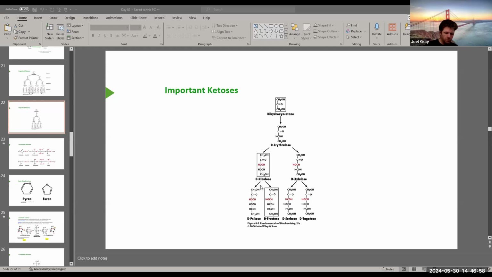Cool? Great. Okay. So now we're going to do our transition into nucleotides and nucleic acids. So I'm going to look at my phone for a second.